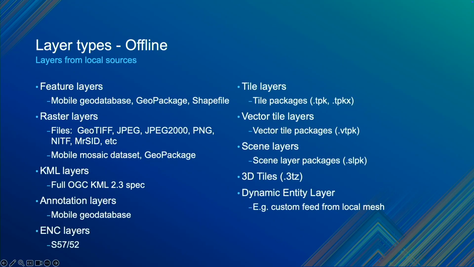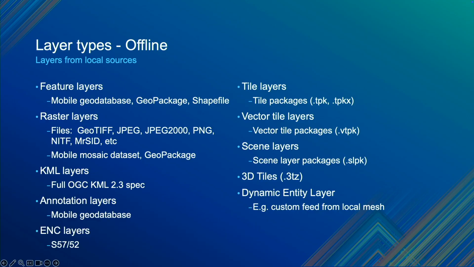And here are the layer types we can use while offline, based off either local files or packages. You'll notice a range of local raster formats, as well as support for electronic nautical charts and local 3D tile sets. In fact, by leveraging custom dynamic entity layer APIs I mentioned on the previous slide, you could even use dynamic entities while offline. Perhaps you're working with a proprietary isolated peer-to-peer mesh, receiving updates from nearby colleagues, but your app never connects to the internet.